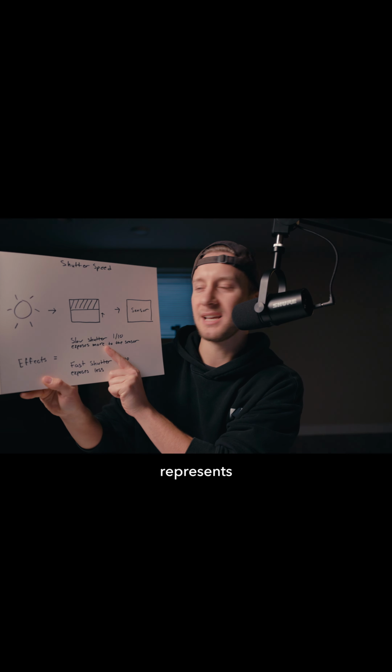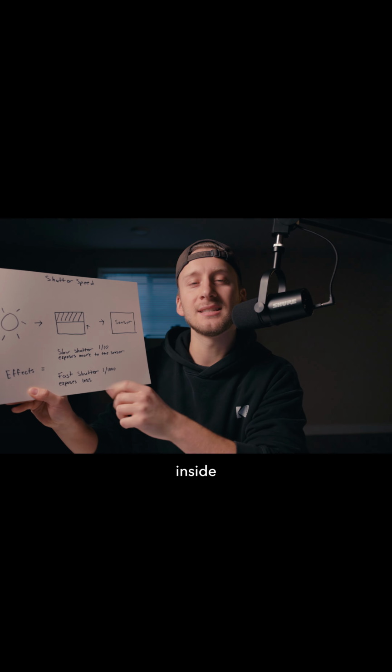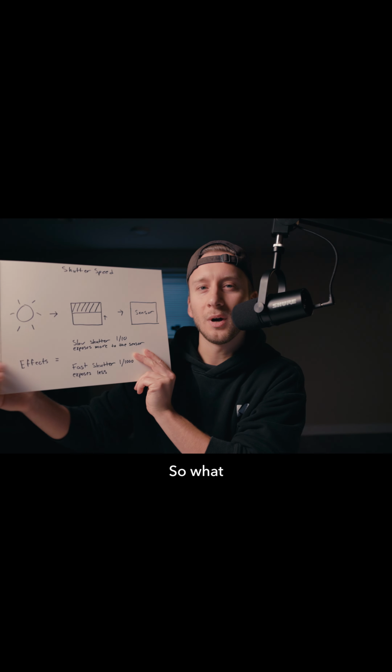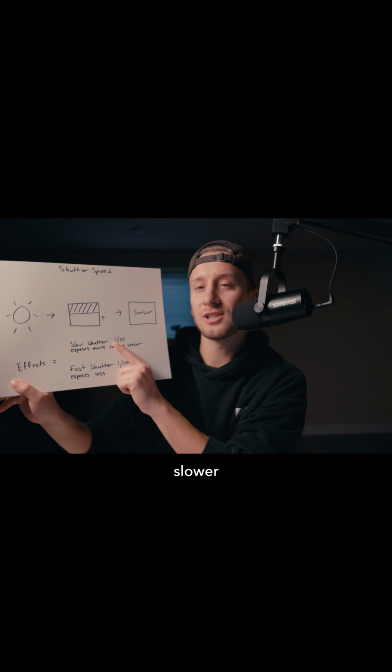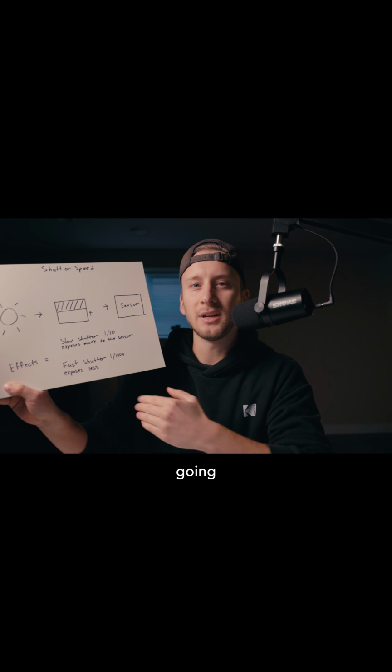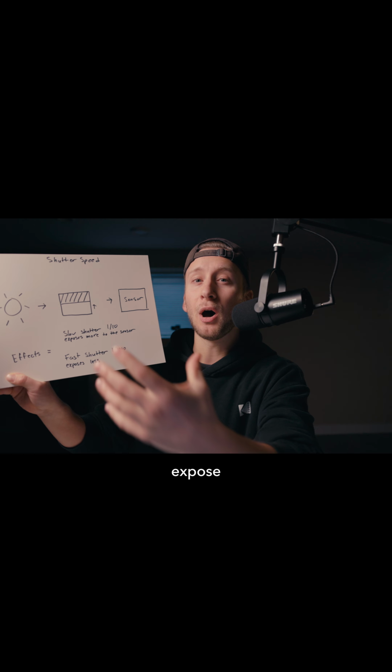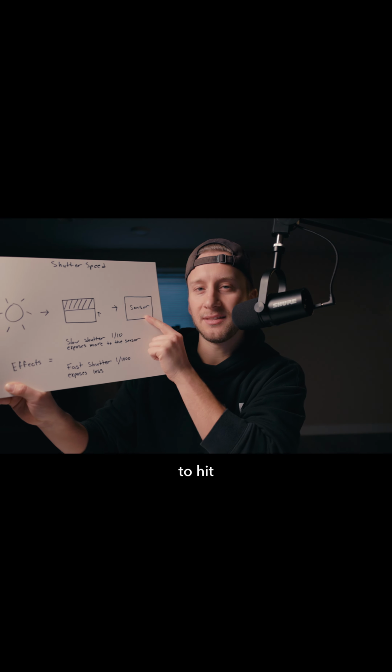Shutter speed represents the physical shutter that's inside your camera that makes the clicking sound every single time you take a photo. So what you need to know is that a slower shutter speed is going to keep the shutter up for longer, which is going to expose more light to hit the sensor.